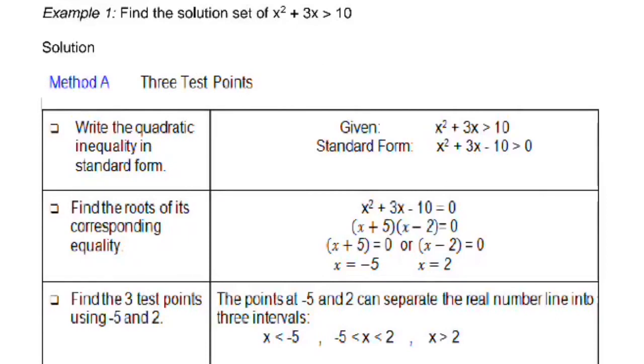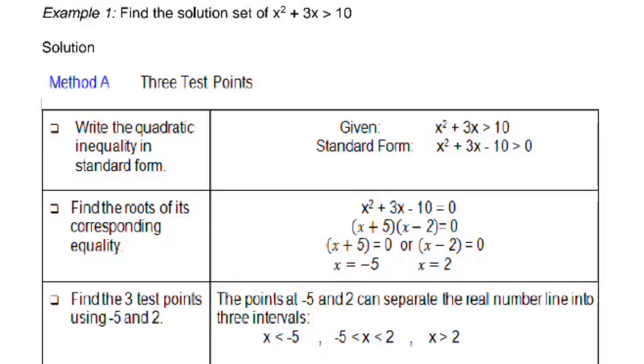So method A, three test points. The first step is you're going to write the quadratic inequality in standard form. The right side should be 0, and in the left side, you're going to have the constant term and the variables. So x squared plus 3x greater than 10. We're going to transpose 10 to the left side, so we're going to have x squared plus 3x minus 10 greater than 0.